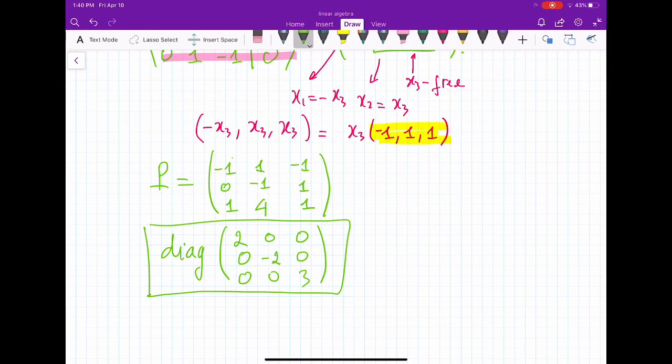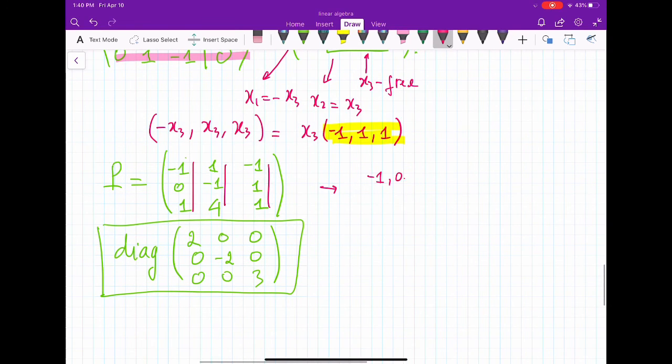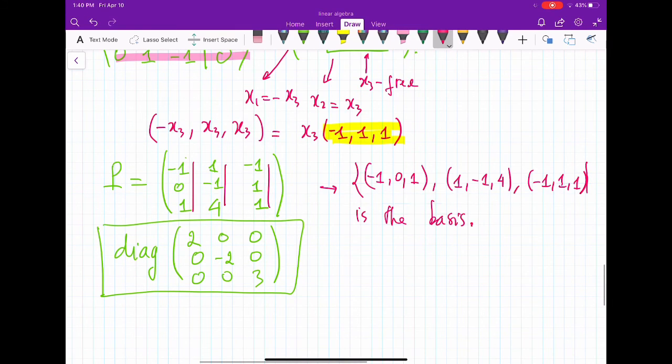Alright? So now you see, we already talked about diagonalizable linear transformation, right? And in this situation, these 3 columns will form a basis: -1, 0, and 1, 1, -1, and 4, -1, 1, and 1 is the basis. Don't forget that. And in this basis, A is diagonal.